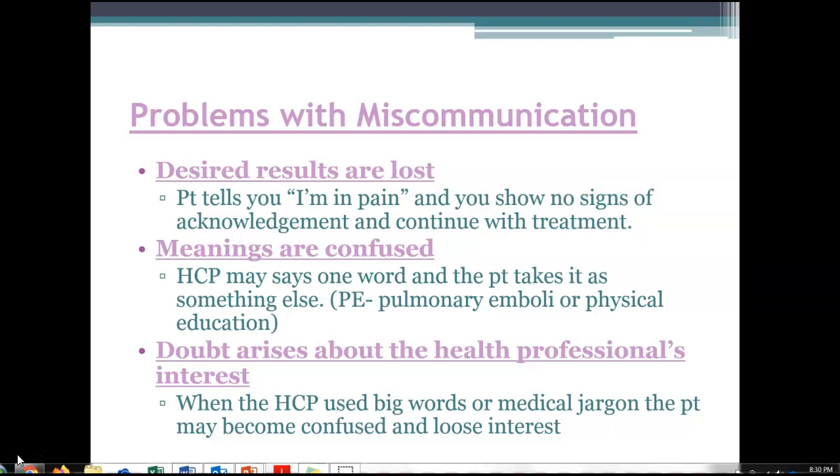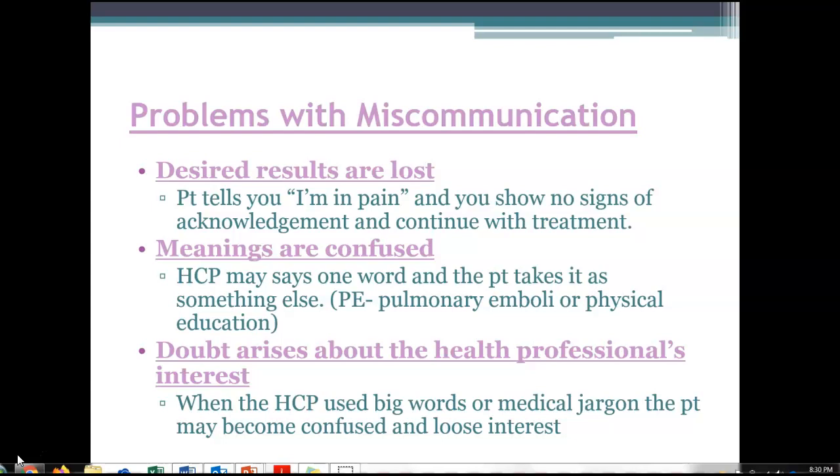Meanings are confused. Sometimes our abbreviations are misunderstood, or our patients don't know what we're trying to say to them. A PE can be a pulmonary emboli or a physical education. It depends on what the patient is saying. So make sure that your patient understands what you're saying. Don't say ABD or ADD for abduction or adduction. You need to explain that to your patients and not just say abduction. They don't know what that is. So explain it to your patient in layman's terms.